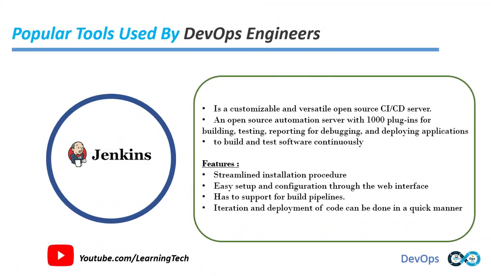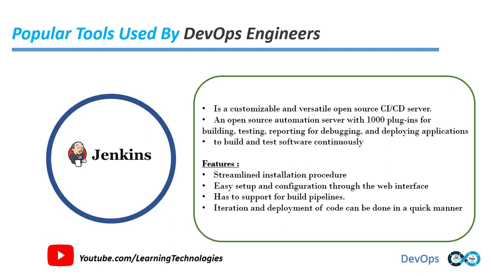Now, we'll talk about the popular DevOps tool, Jenkins. Jenkins is a popular DevOps automation tool. It's a customizable and versatile open source CI/CD server. It provides proper instructions to the user to perform many of the time-consuming and most tedious tasks. Jenkins is an accessible automation tool that is being implemented by many tech giants.